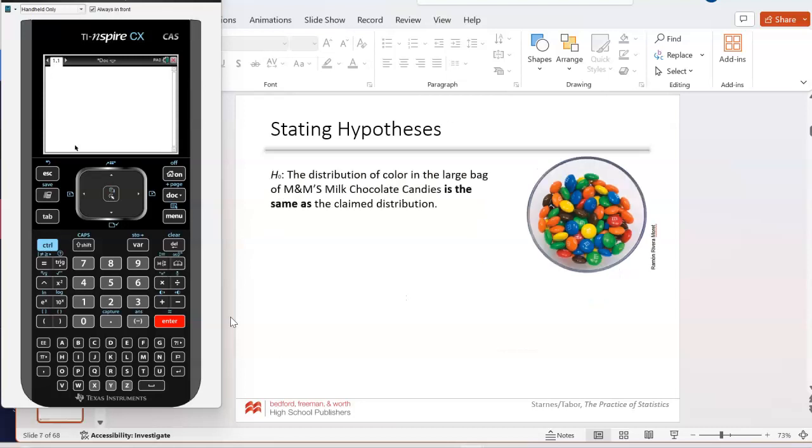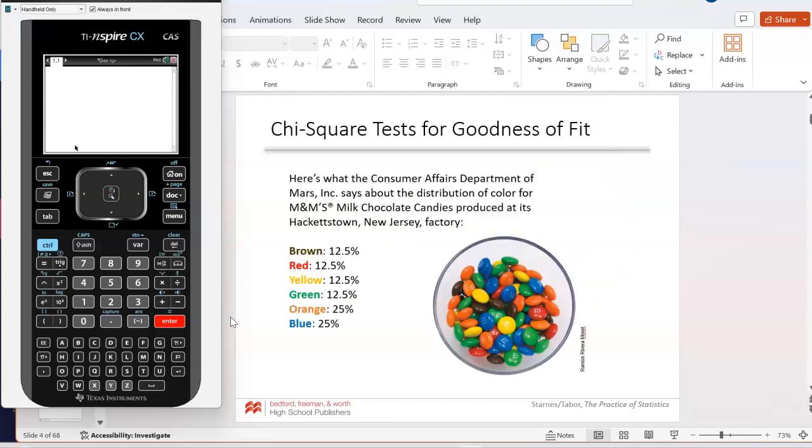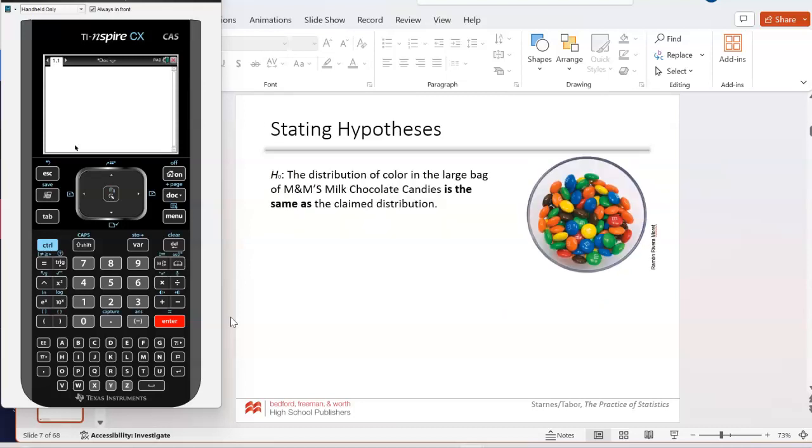Okay. So the distribution, what's the null? And this is almost always the null. Now it's in context, but it's the same. There's nothing unusual. They say the stated distribution was that. We think they're right? So the null is the distribution of the color M&M candies is the same as the claimed distribution. So we don't have to list out each individual color. We can just say it's the same. The distribution is the same.